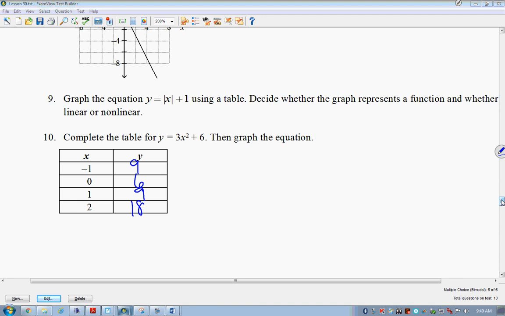It says then graph. We would wind up with something. I think you'll see this in your answer key. Because it's a quadratic equation, we're going to wind up, when we graph that, with something that looks like that. Okay?